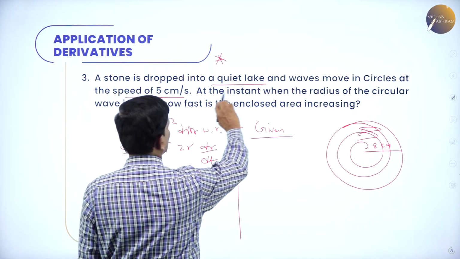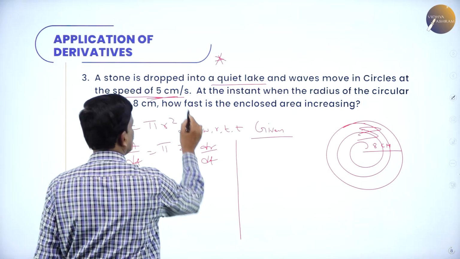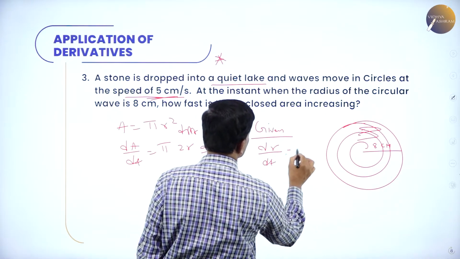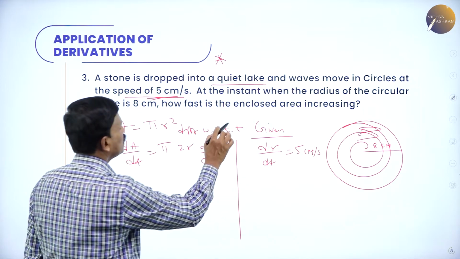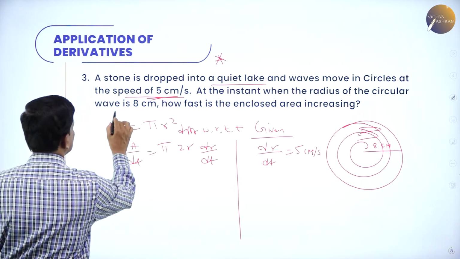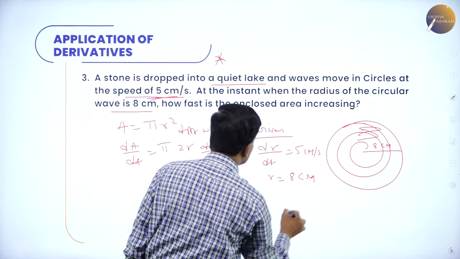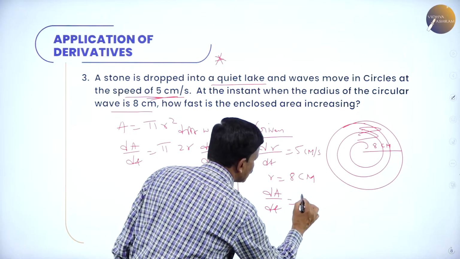A stone is dropped into a quiet lake, the waves move in a circle at the speed of 5 centimeters per second, the rate of change. So here what is given: dr by dt is equal to 5 centimeters per second. And at the instant when the radius of the circular wave is 8 centimeters, r is equal to 8 centimeters. What is required to find is dA by dt at this instant.